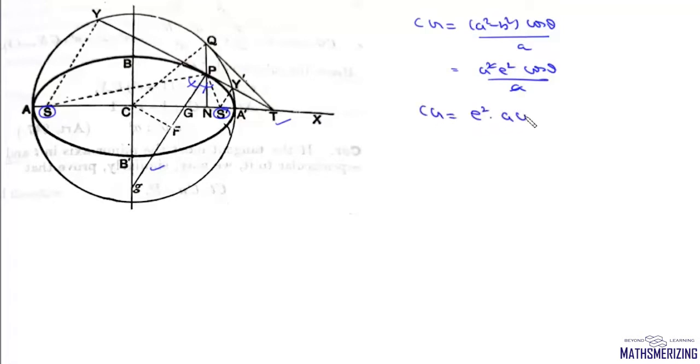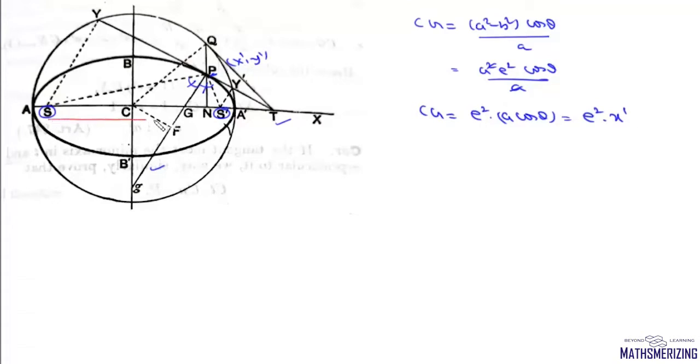Now in the previous video, we have already established that CG is (A square minus B square) cos theta upon A. And we know that A square minus B square is A square E square. So it will be A square E square cos theta upon A. We'll cancel this A. So we can write CG as E square into A cos theta, which is the abscissa of this point P, say x dash, y dash. So we can write this as E square into x dash.